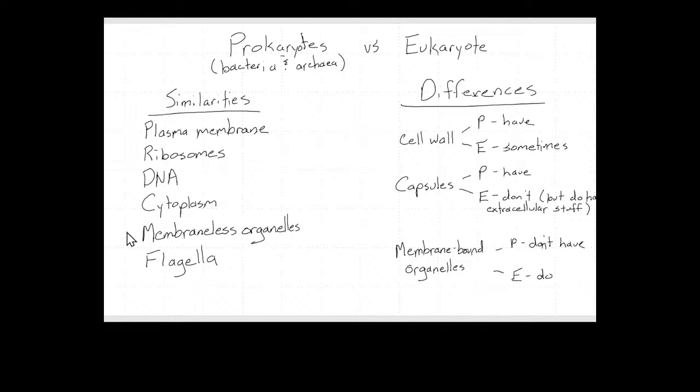They all have membraneless organelles. It's often said that prokaryotes don't have any organelles, and that's not really true. They have different areas of their cell that act essentially as organelles, but they just don't have a membrane that is the surface of them.